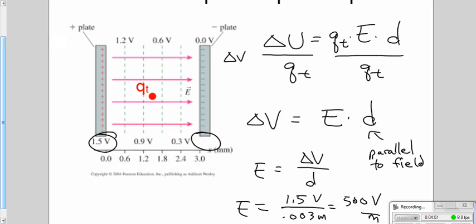So there's just an example of how we might find the field if we know something about the potential difference on the plates. And remember, field's very difficult to measure. I don't actually own a field measuring device, but I have dozens and dozens of different potential measuring devices. So you'll see that in your lab work as well.